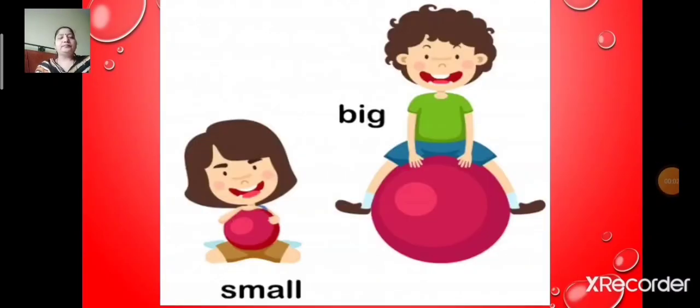Next, small, big. This ball is small and this ball is big. S-M-A-L-L, small. Big, B-I-G, big. This girl is holding a small ball and this boy is sitting on a big ball. So small and big are the two opposite words.